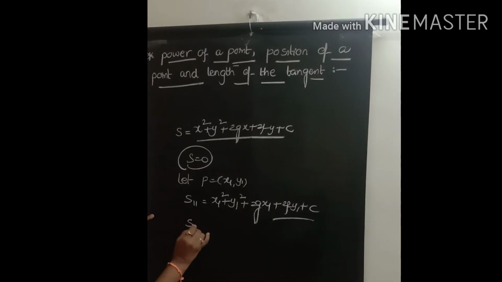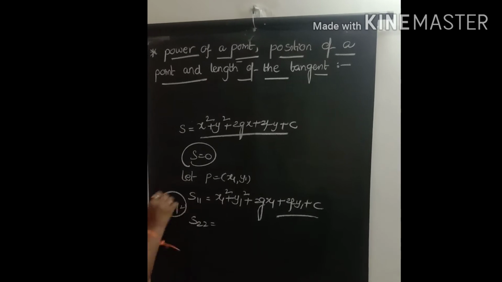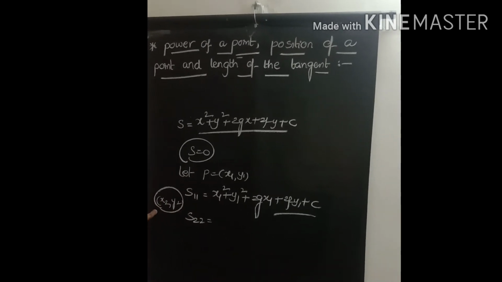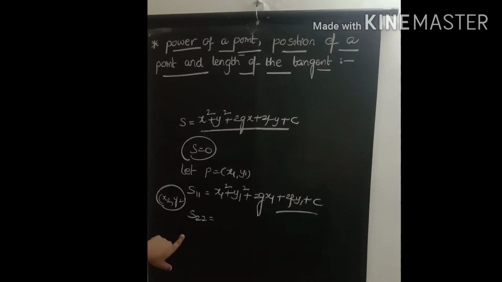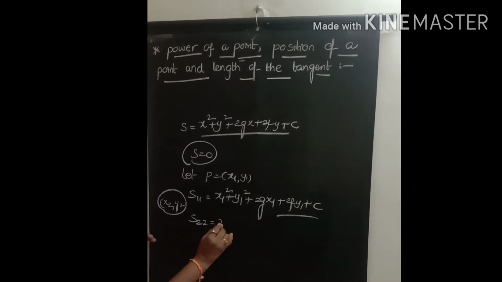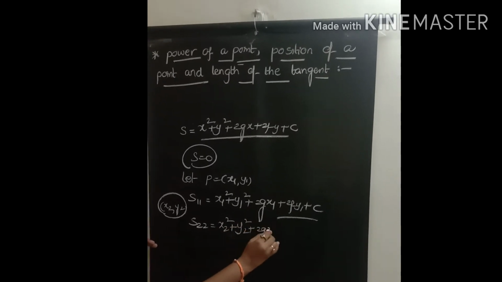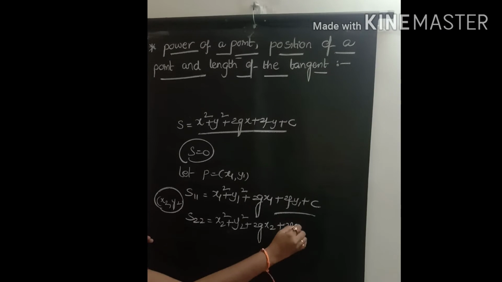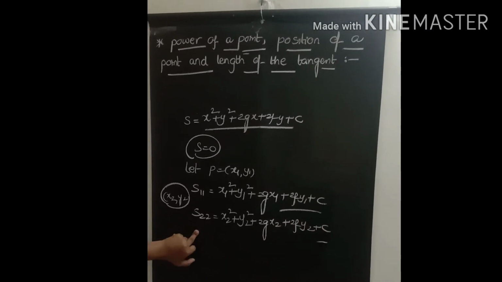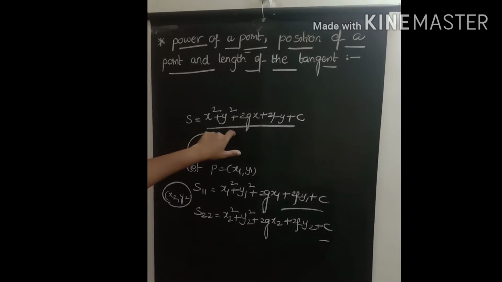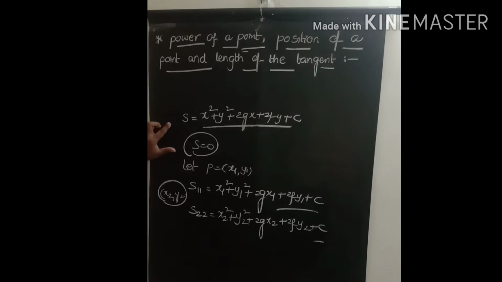And S22 means suppose (x2, y2) be any other point. Now we are substituting this (x2, y2) point in the above circle equation, then we get the value of S22. That is, S22 is equal to x2 square plus y2 square plus 2gx2 plus 2fy2 plus c. So this is the notation of S22, S11, and S equals 0. S equal to 0 is nothing but the equation of the circle in standard form.